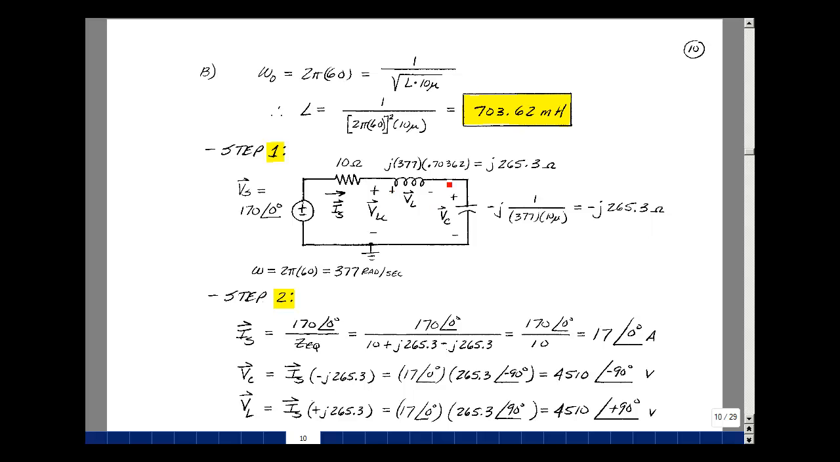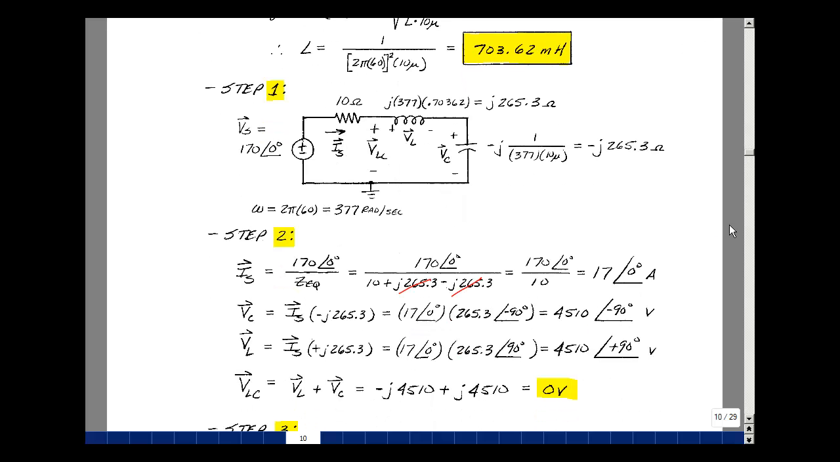Again, what's going to happen here is this is going to cancel. Let's solve for the current in this loop. It's going to be the voltage divided by the total impedance. So 170 at angle 0 divided by 10 plus j 265.3 minus j 265.3. These are going to cancel each other. I'm left with 10. So I'll get 17 amps at angle 0. That's actually a lot of current.